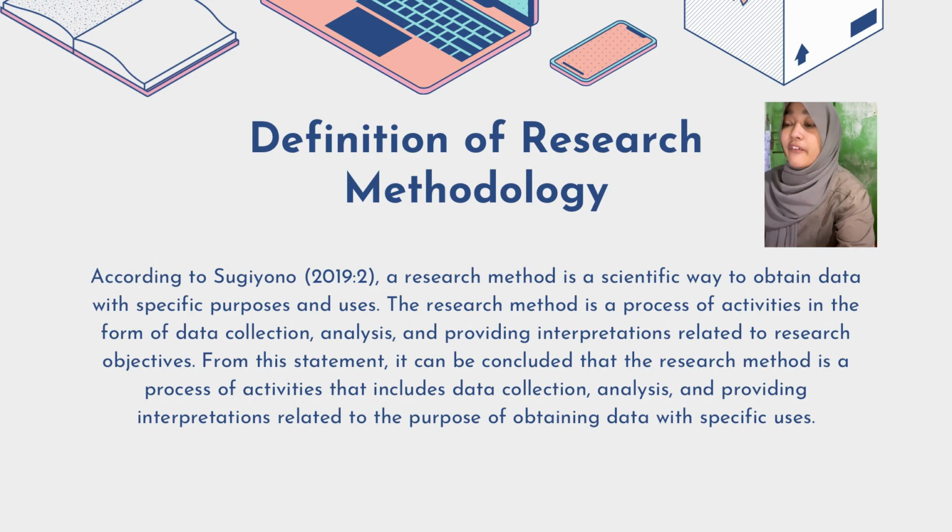So, the definition of research methodology, according to Sugiyono 2019, is that a research method is a scientific way to obtain data with specific purposes and uses. The research method is the process of activities in the form of data collection, analysis, and providing interpretation related to the research objectives. From this statement, it can be concluded that the research method is the process of activities that includes data collection, analysis, and providing interpretation related to the purpose of obtaining data with specific use.